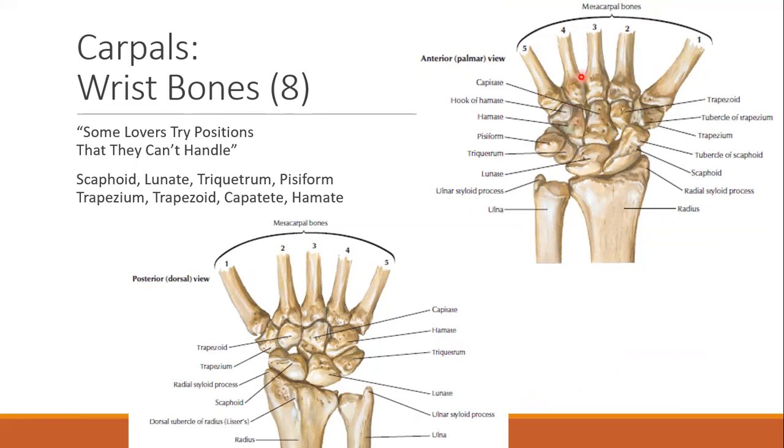with its hook. This is the anterior aspect of your carpal bones. On the posterior aspect, you do not see pisiform and you do not see the hook of hamate. Both of those are on the anterior aspect, on the palmar aspect of your hand.